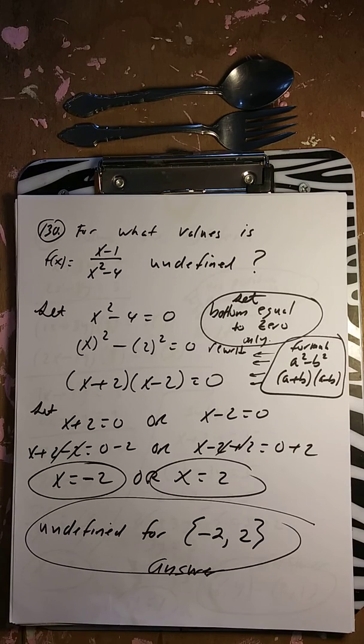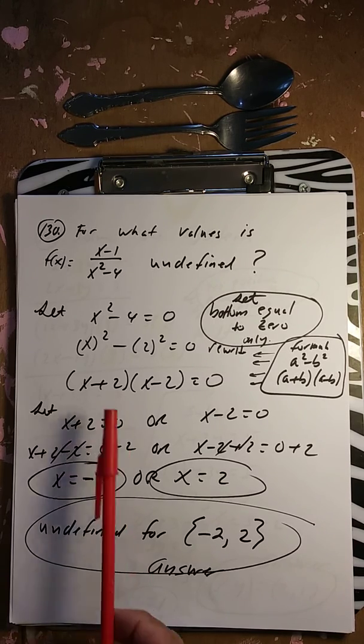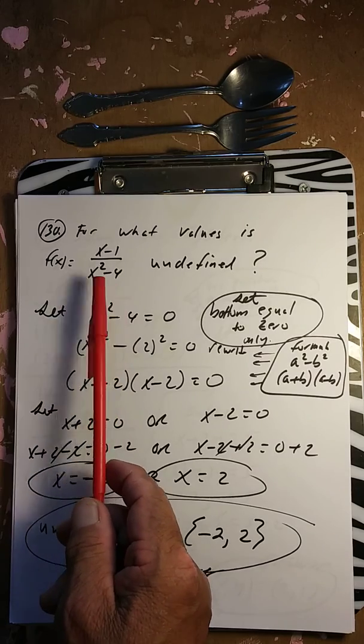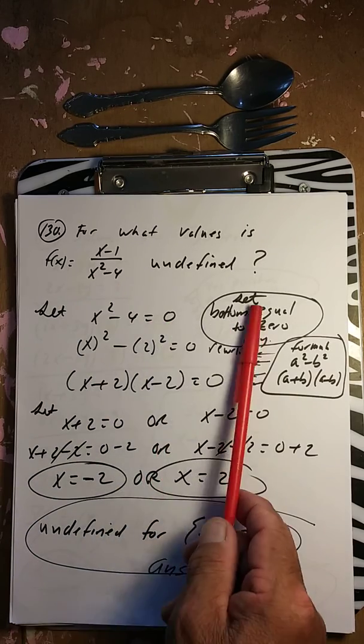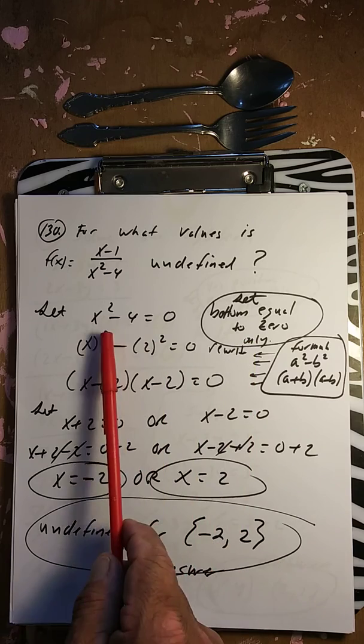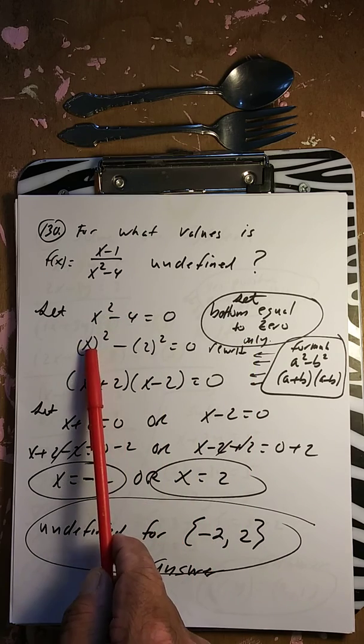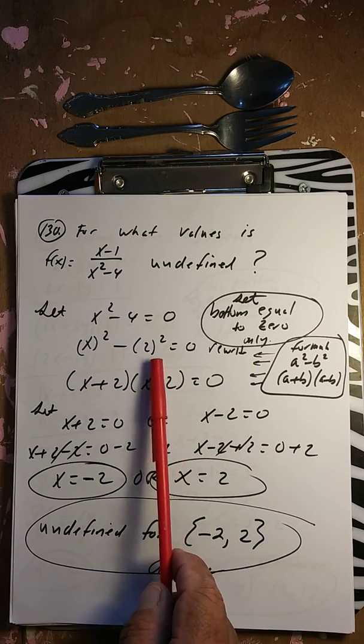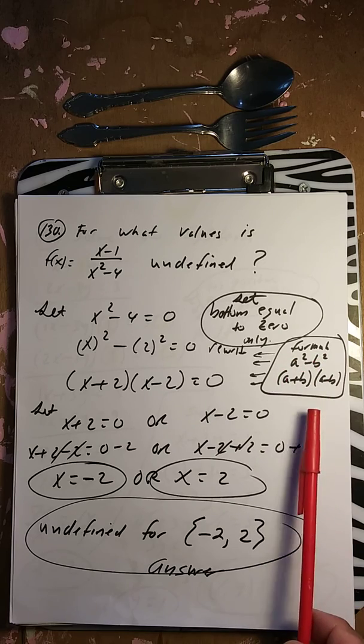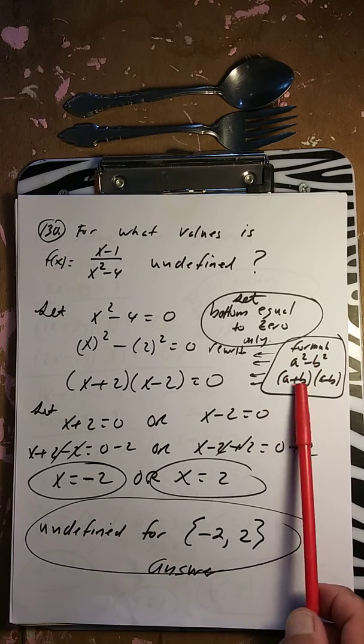For what values is the function f of x equals x minus 1 over x squared minus 4 undefined? In other words, we know it's undefined if the denominator, the bottom part, is 0. So set only the bottom part equal to 0. So x squared minus 4, you rewrite it as x squared minus 2 squared. And using this formula here, difference of squares, a squared minus b squared, it goes a plus b, a minus b.